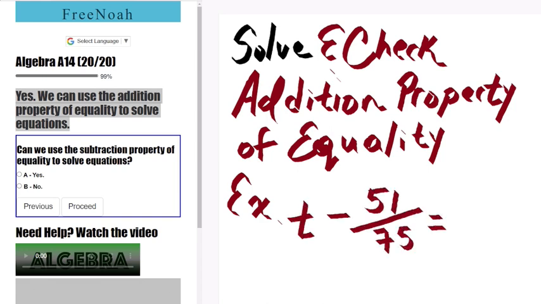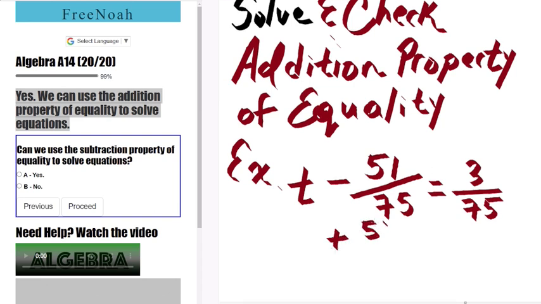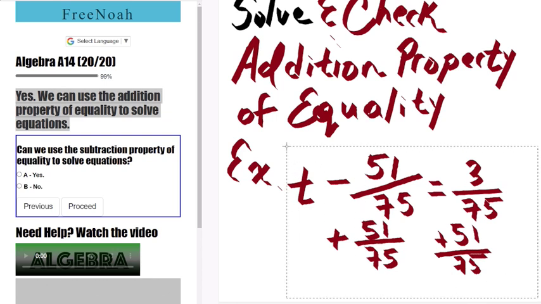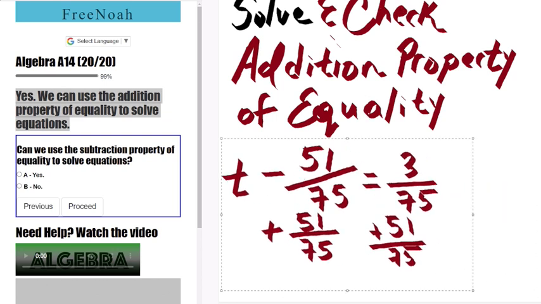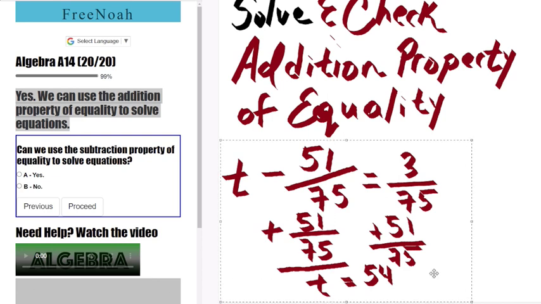So we have t minus 51 over 75 equals 3 over 75. What we do on the left side of the equal sign, we're going to do on the right side of the equal sign. So we're going to add 51 over 75 on the left side, and we're going to add 51 over 75 on the right side. And what that leaves us with is t equals 54 over 75.